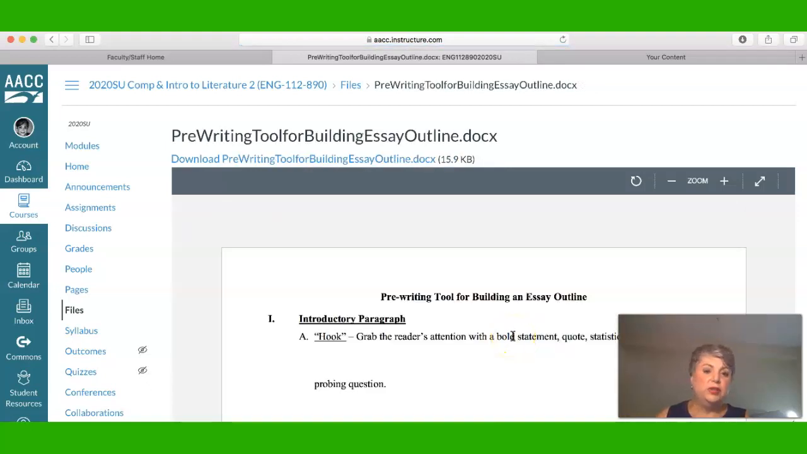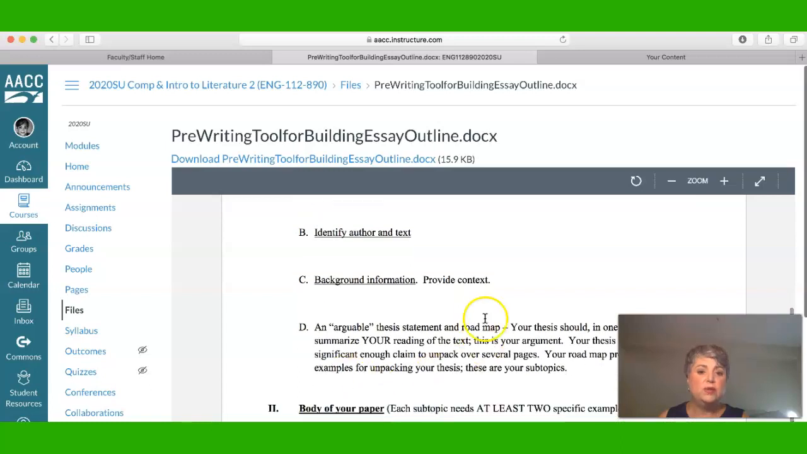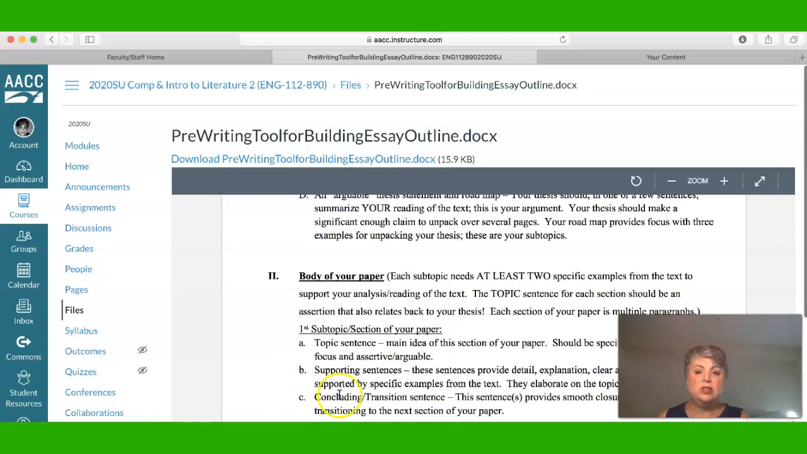Pre-writing tool for building your essay. This is mandatory. This is the outline I want you to follow in composing and developing your essay. And it starts with your introductory paragraph and everything that should be in your introduction, with an explanation about your thesis statement, and then an explanation about developing and writing the body of your paper. You should have 3 points or 3 subtopics. You can have more, 4 or 5, but you really don't need more than 3, but that's fine. I would say 3 to 5.